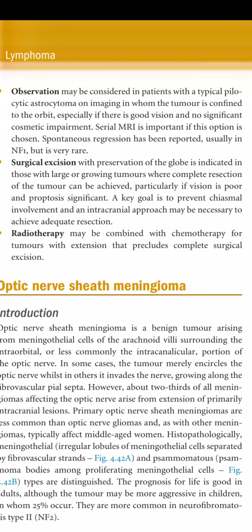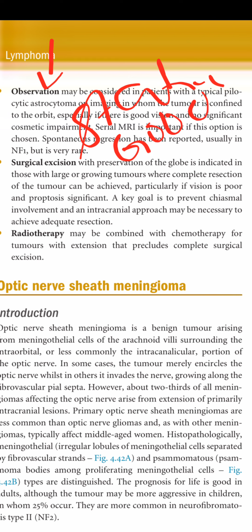Observation may be considered in patients with a typical pilocytic astrocytoma on imaging whose tumor is confined to the orbit, especially if there is good vision and no significant cosmetic concern. Serial MRI is important if this option is chosen. Spontaneous regression has been reported, usually in NF1, but is rare. So in which condition will you do observation? If the tumor is static, the patient has good vision and there is no cosmetic reason, but in that case you have to do serial MRI as well.